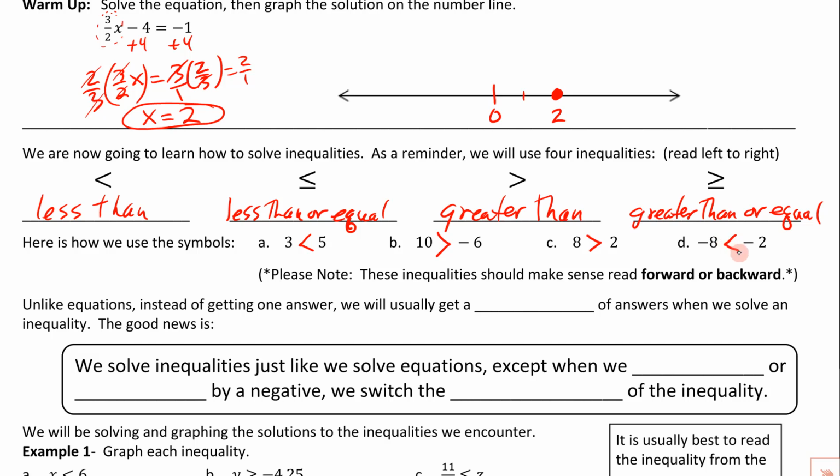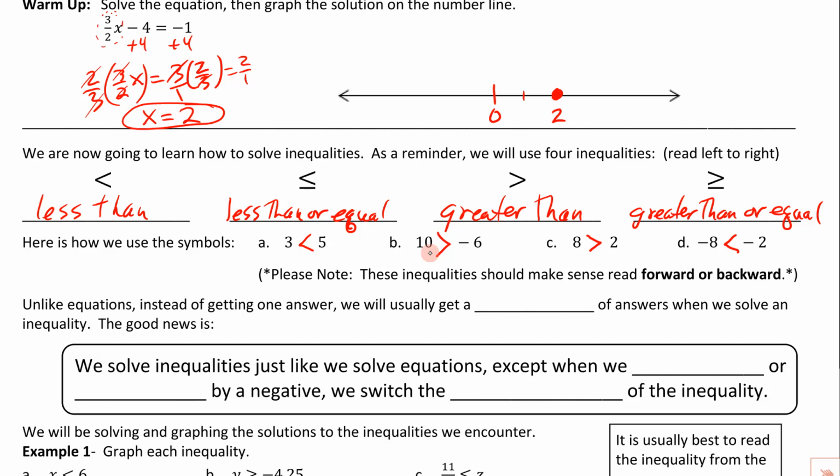Now, what I want to point out, I mentioned this last time, is that you can read these forwards and backward. So if we read this as 3 is less than 5, 10 is greater than -6, and so forth, that's totally fine. But it should make sense if we read it the other way. In fact, you should be really good at reading both directions. So this is -2 is greater than, that's the greater than side, is greater than -8. This is 2 is less than 8. This is -6 is less than 10. See, that still makes sense.